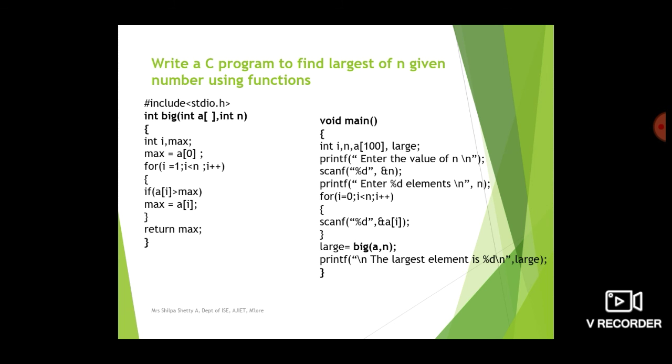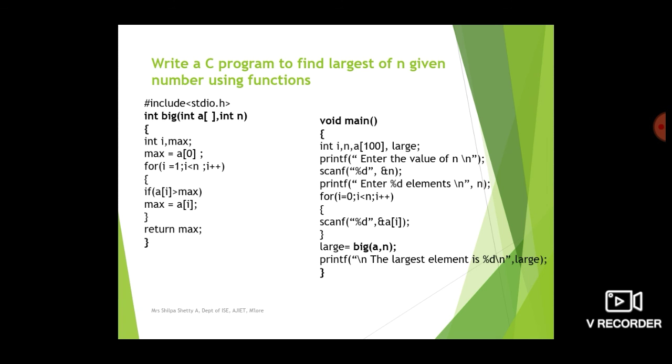So we write printf enter %d elements, that is n elements. Then we write a for loop to read the elements of the array. So for i is equal to 0, i less than n, i plus plus, scanf %d ampersand a of i. So the array elements are read. So once we read the array elements, we will call the function big, which finds the maximum of the array elements. So large is equal to the value that is returned by the function, we will store it in large.